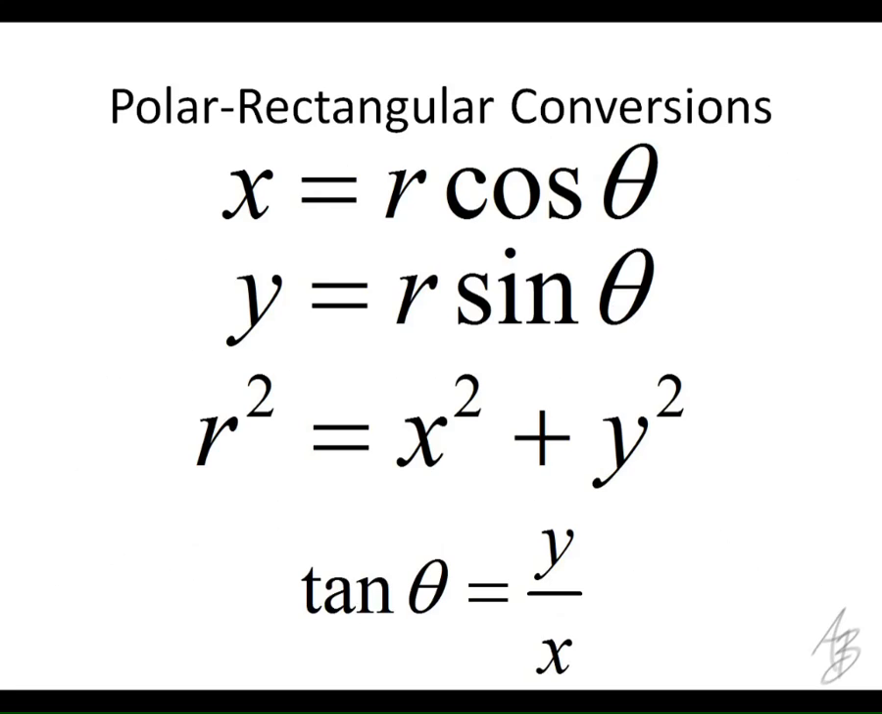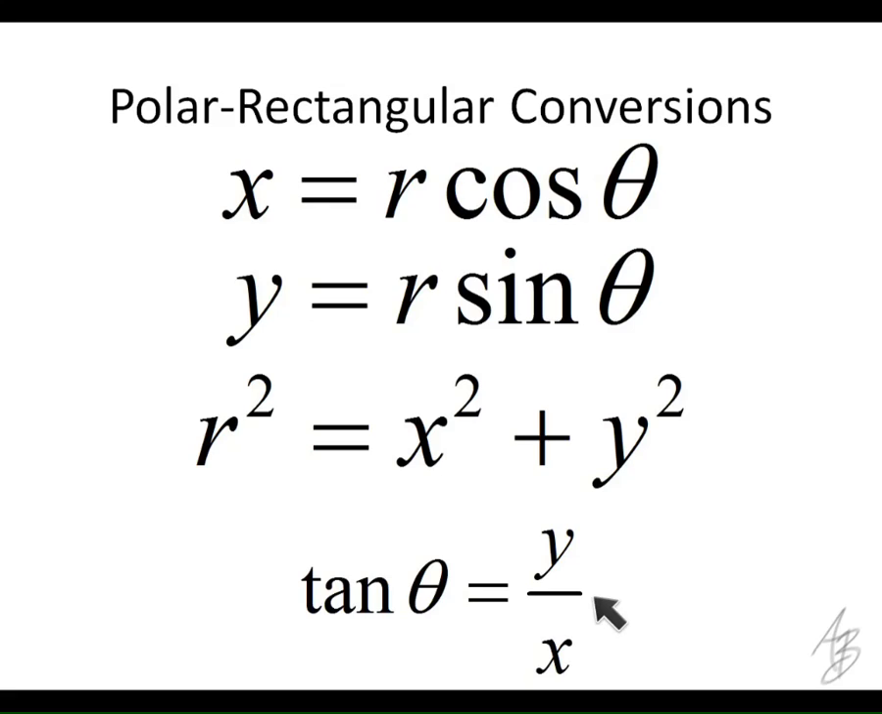So some formulas that will be useful for that. We talked about these yesterday. We have x equals r cosine of theta and y equals r sine of theta. And then we have the Pythagorean theorem, r squared equals x squared plus y squared. And the tangent of theta is y over x. And this is actually going to be useful also.